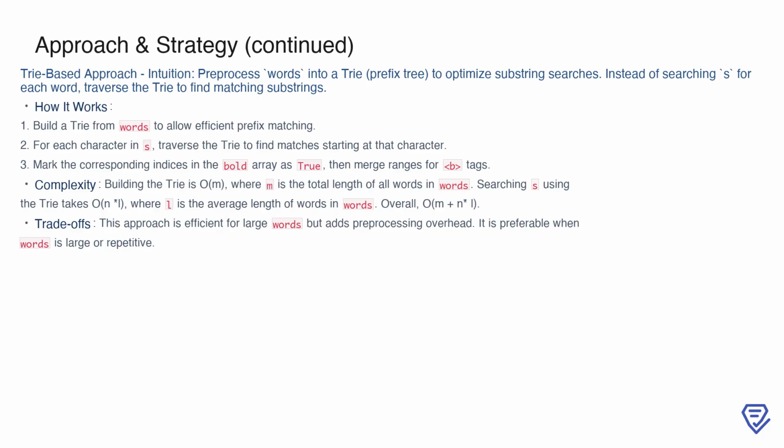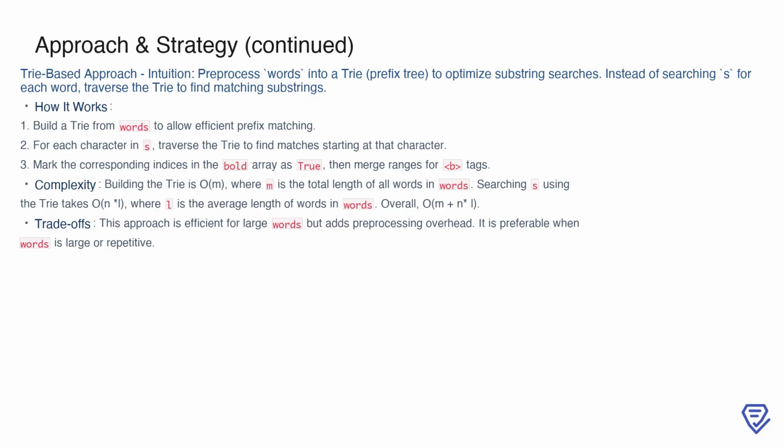The process begins by constructing the tree from the words list, which takes O(m), where m is the total length of all words. Then, for each character in S, we traverse the tree to locate matches starting at that character. As matches are found, we mark the corresponding indices in the Boolean array as bold. Afterward, these bold regions are merged into B tags.